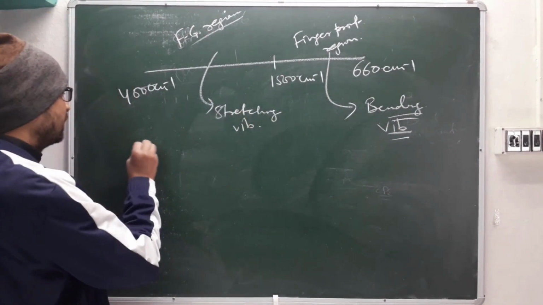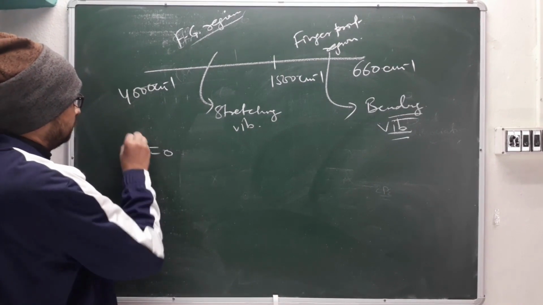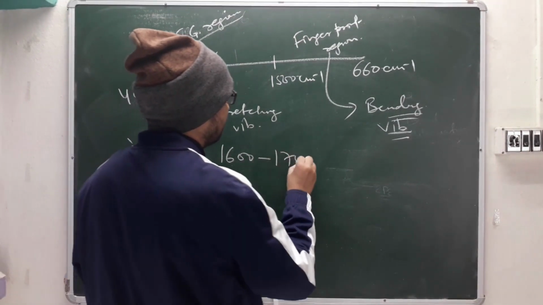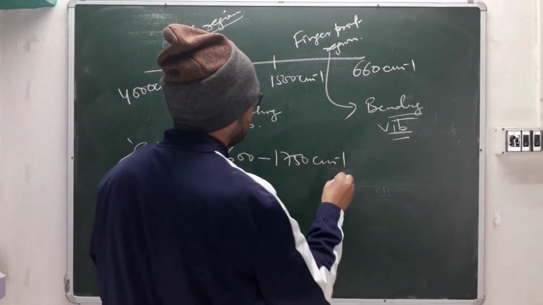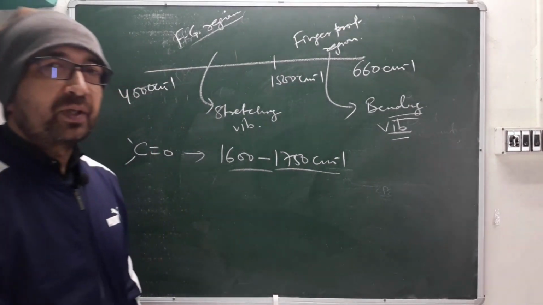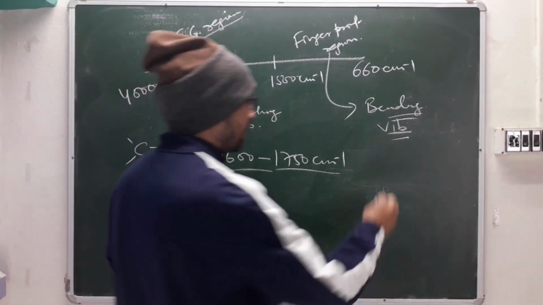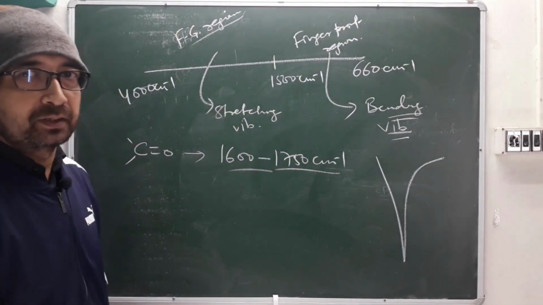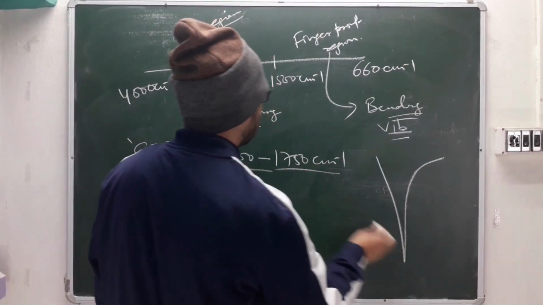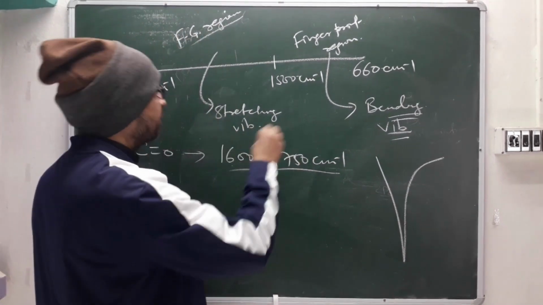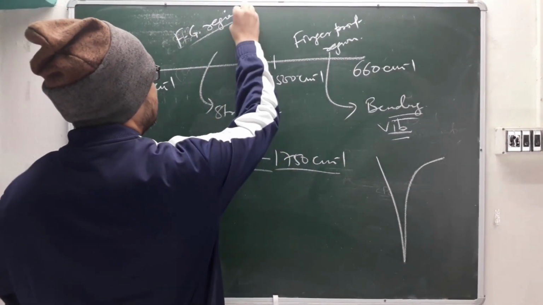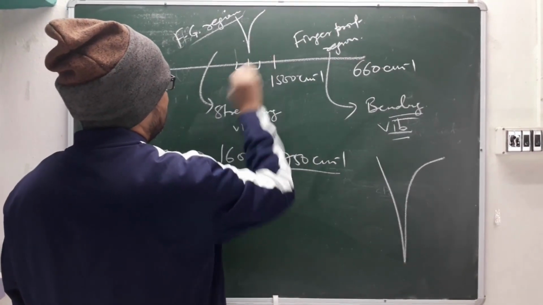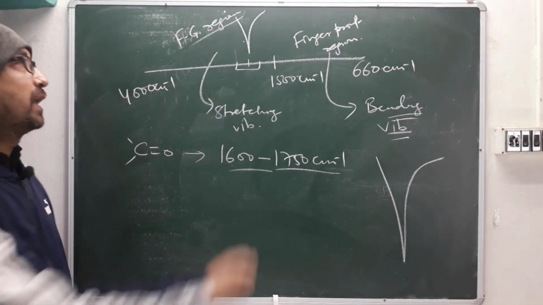So first will be your carbonyl stretching. Carbonyl stretching will start from 1600 per centimeter to 1750 per centimeter, and the peak will be sharp. You will get a sharp peak between 1600 and 1750. Suppose this place is 1600 and this is 1750, so you will get this kind of peak.